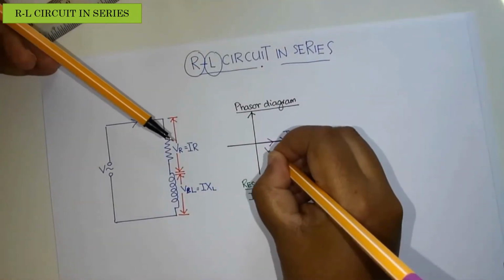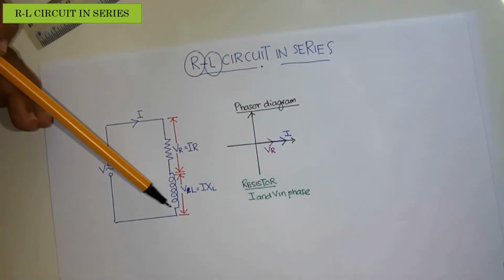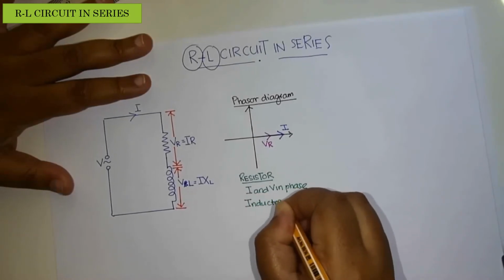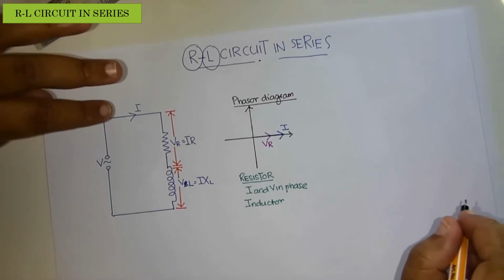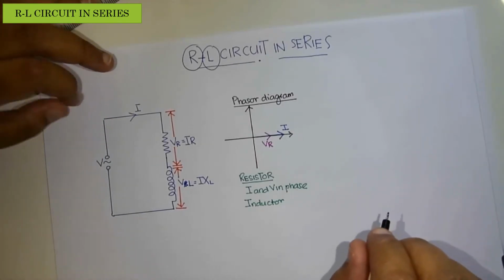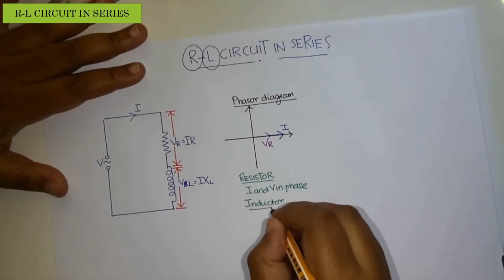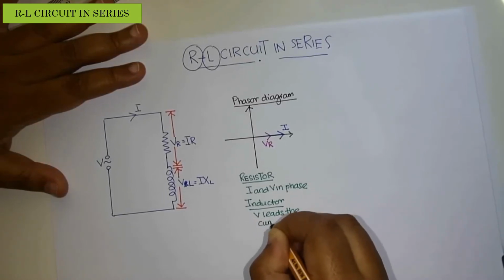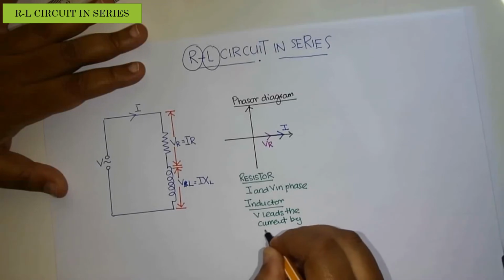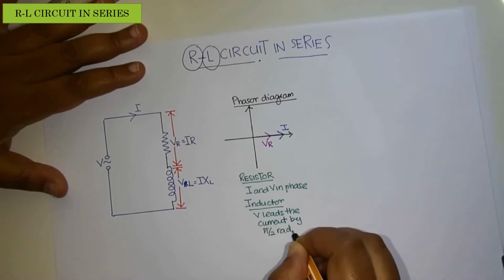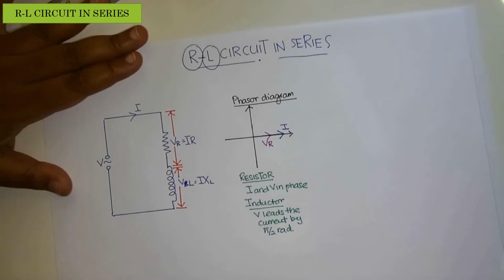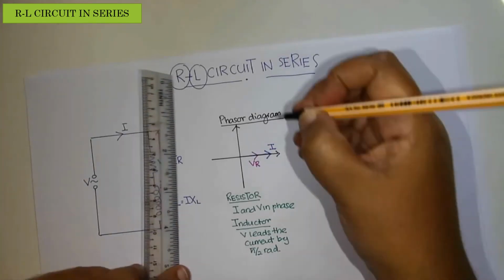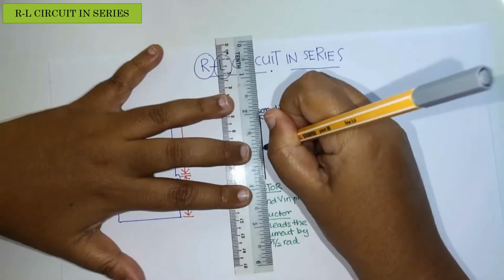this will be VR. Then the current will flow into the inductor. We know the concept says in the inductor, the voltage leads the current. In the inductor, V leads the current by pi over 2 radian. So if I want to draw the VL, the VL will be here.